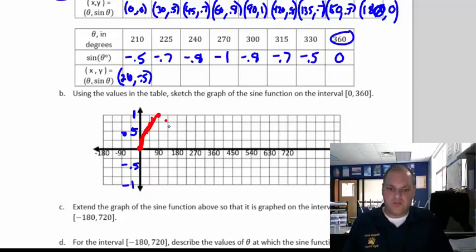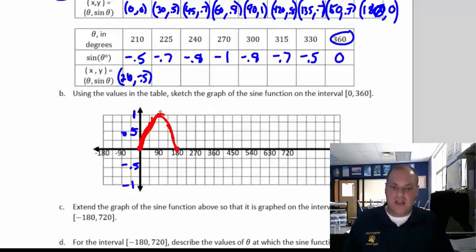135, 0.7 is right there. 150, 0.5 is right there, and 180, 0 is right there. So see how it went up, and then it comes back down. Okay, and then keep going.